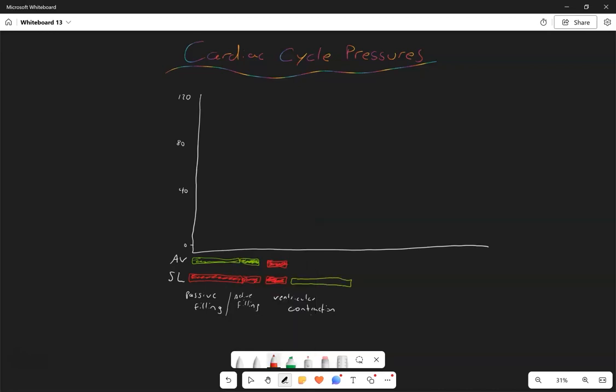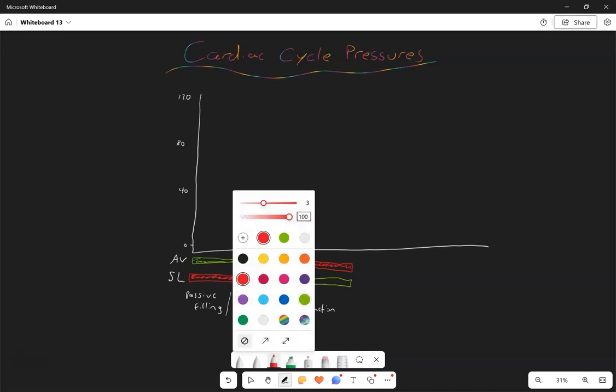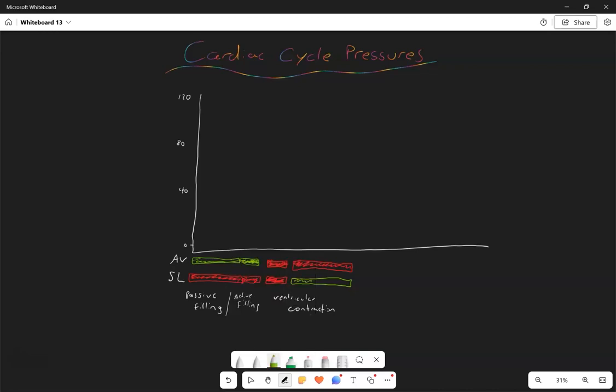Then eventually the SL valves open up while the AV valves remain closed. And what state is that? When your AV valves are closed and your SL valves are open, blood is moving from the ventricles into the vessels. So this state right here is your ventricular ejection.